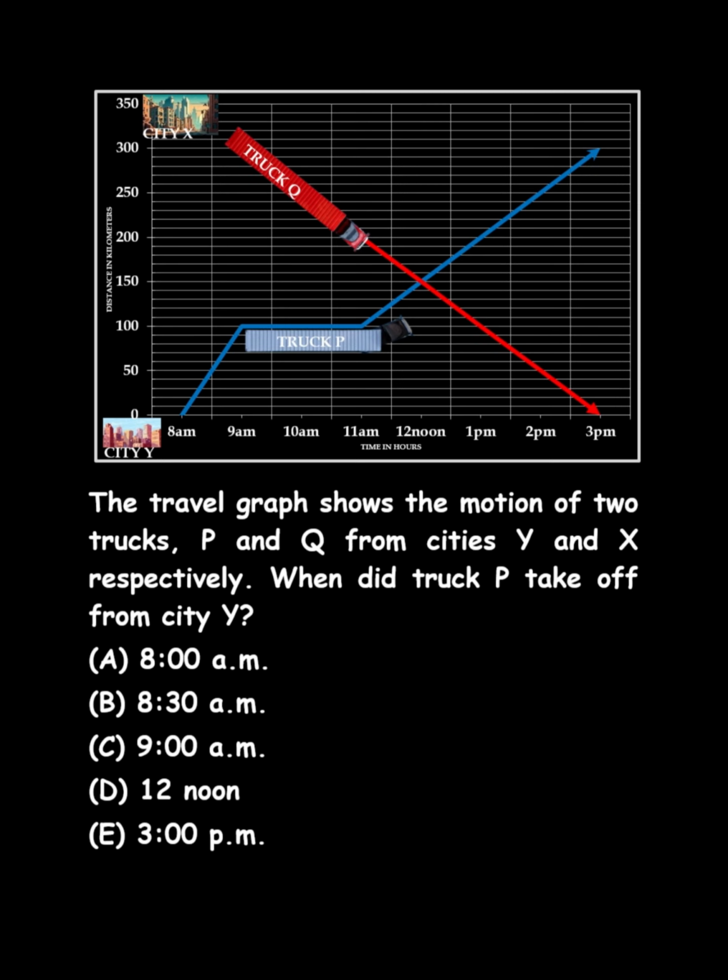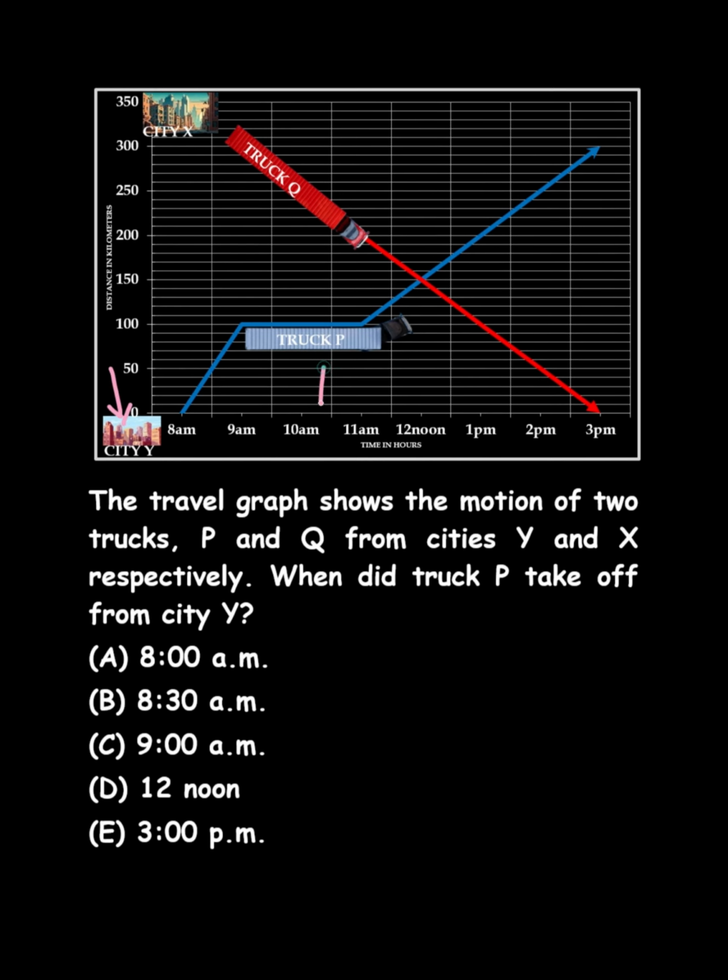The travel graph shows the motion of two trucks, P and Q, from cities Y and X, respectively. When did truck P take off from city Y? A. 8 a.m. B. 8:30 a.m. C. 9 a.m. D. 12 noon. E. 3 p.m. Solution. The travel graph shows that from city Y, truck P took off at exactly 8 a.m. to its destination. Therefore the correct answer is A.